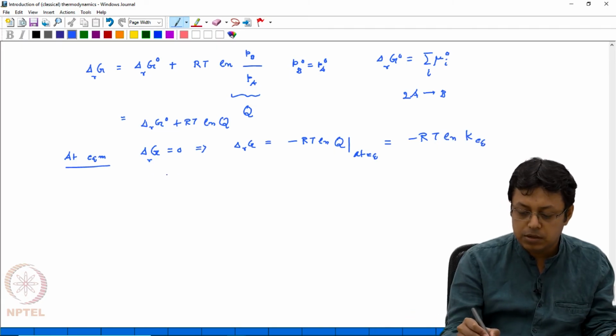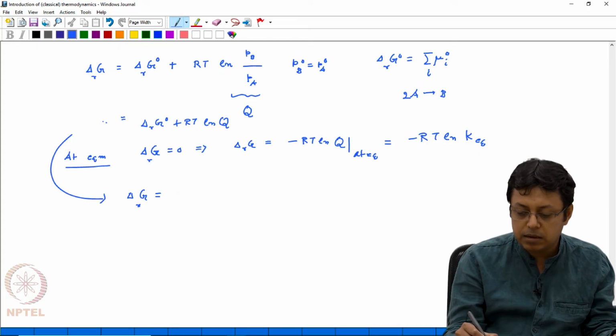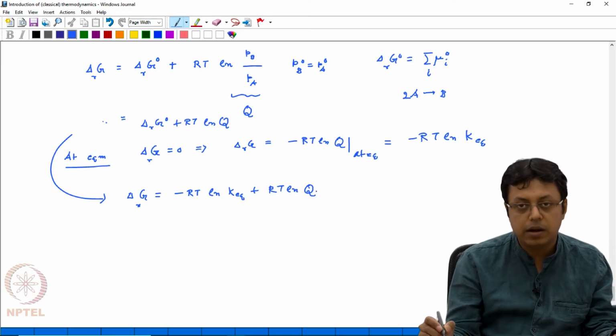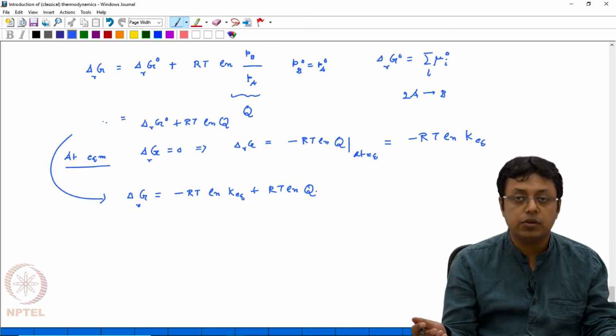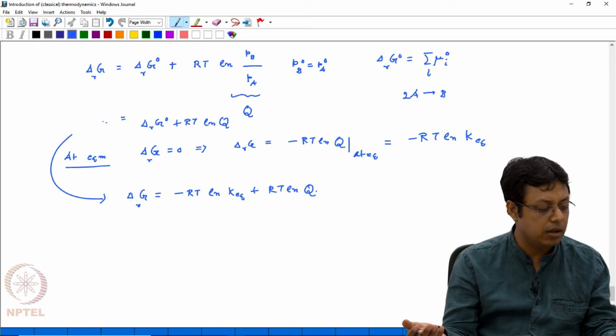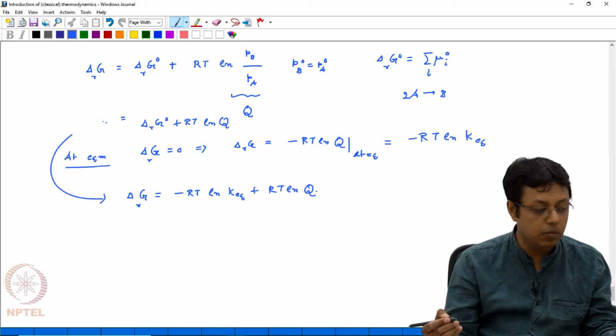So we can just rewrite this equation again, that the reaction Gibbs free energy is nothing but minus RT ln K equilibrium plus RT ln Q, where Q is the quotient. So the quotient will be the equilibrium quotient if the system has reached equilibrium. And then we can also do it for a general reaction in the sense that if we preserve the stoichiometry numbers, the nu i's also.